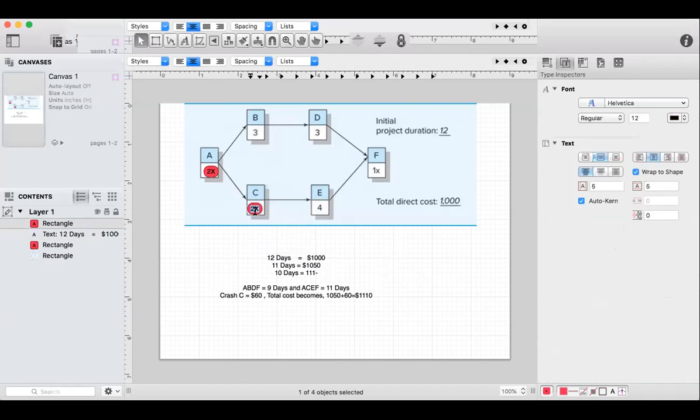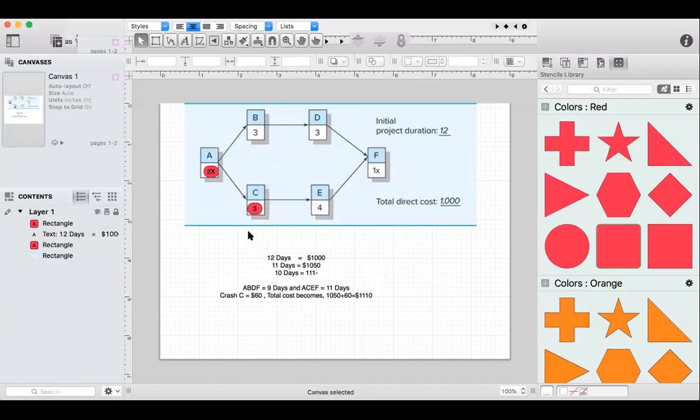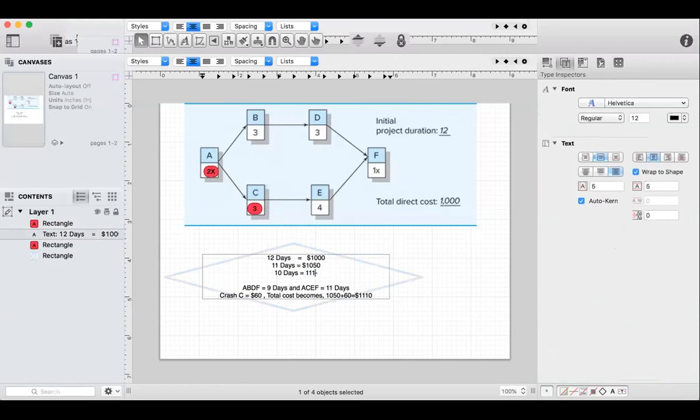2x. No, I'll put 3 because I only crashed it 1 time, not 2 times. Does that make sense? You crash it 1 period at a time. Oh, okay. Now, we've already crashed it 1 period at a time. We'll do the same thing. Let's go again.